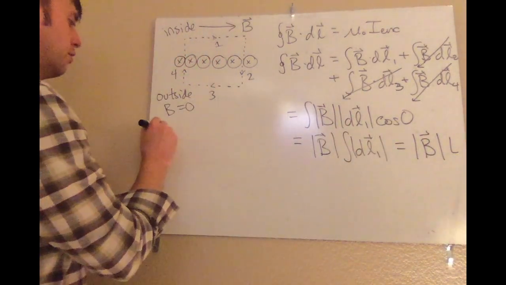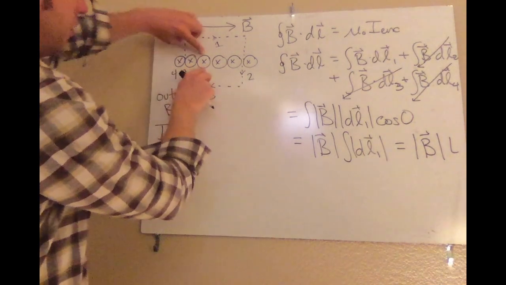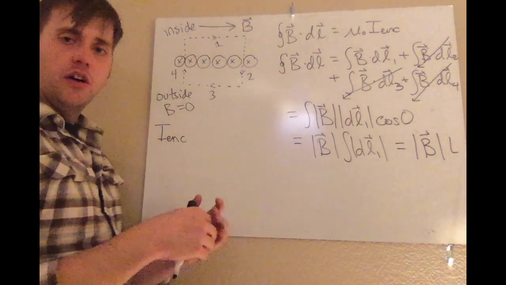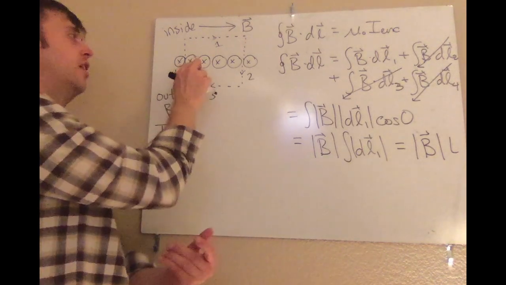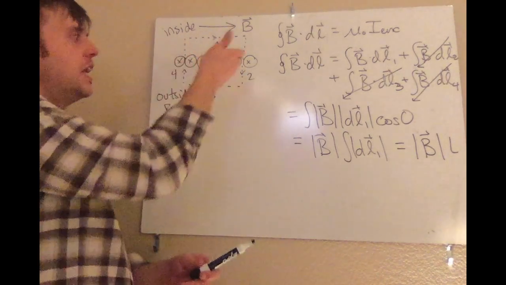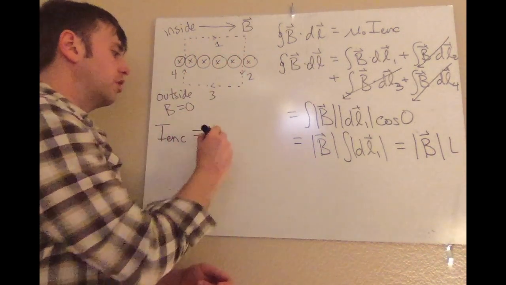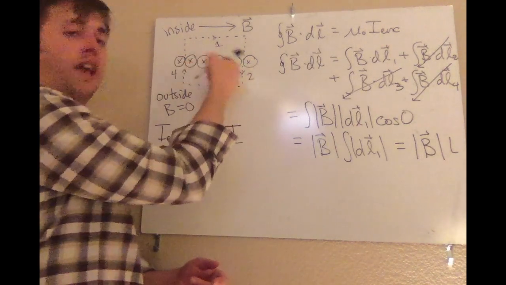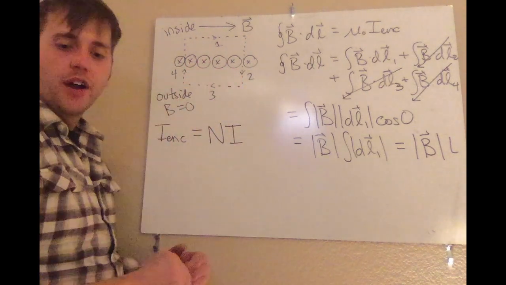What about I enclosed? We have all these different turns of wire that we see right here, and we're enclosing all of them. Each one of them carries a current I, but we're not just enclosing one of those currents, we're enclosing a whole bunch of them. I don't know what exactly that number is. I'm showing some number here, but the number of those wires we're enclosing, let's call that N, times I, the current that each one has, gives me the total current that I'm enclosing in all of these wire segments right here.